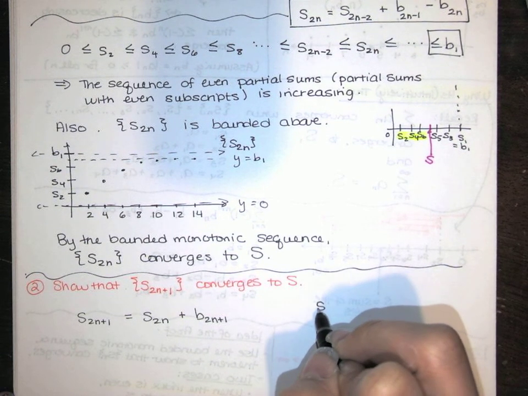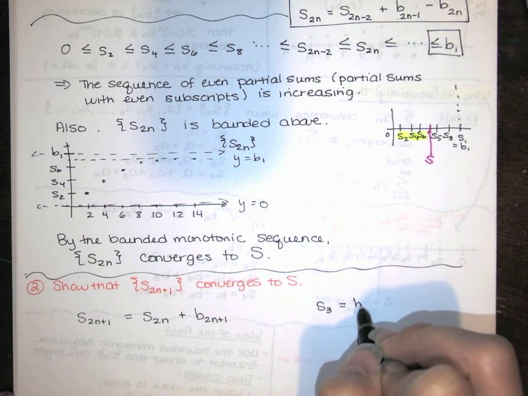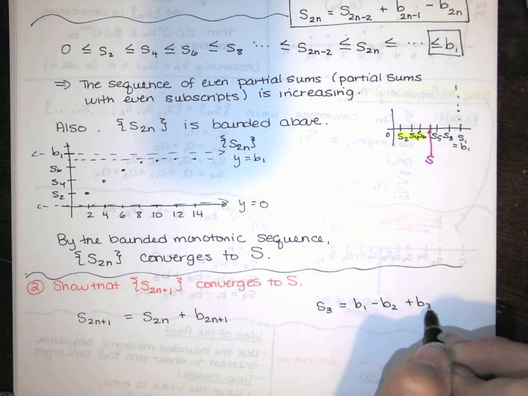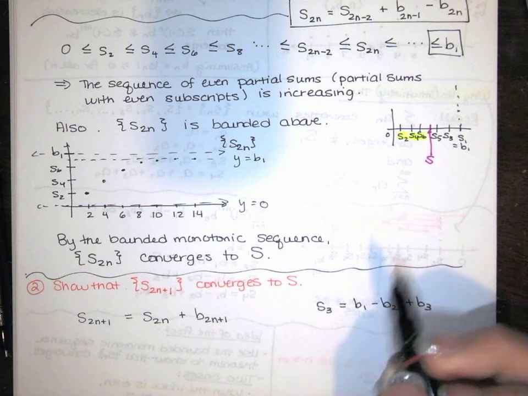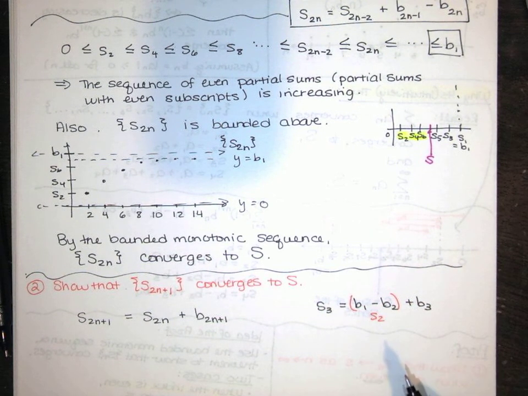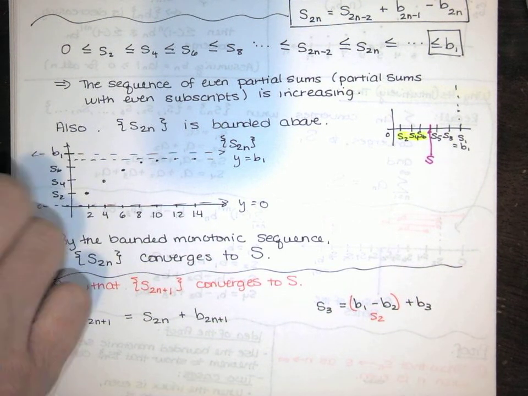So let's say I'm looking at S sub 3. Well, that's B sub 1 minus B sub 2 plus B sub 3. Well, this is just S sub 2. So I'm taking S sub 2 and I'm adding B sub 3 to it. That's just a special case.